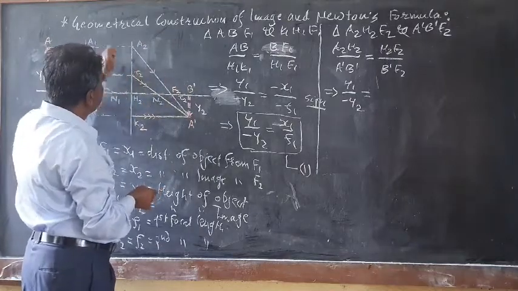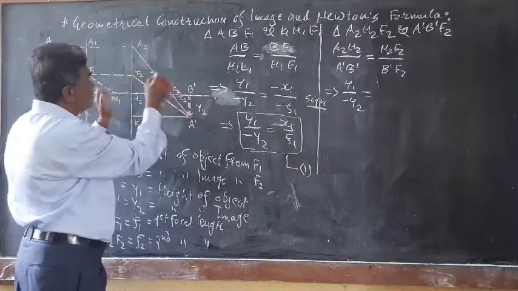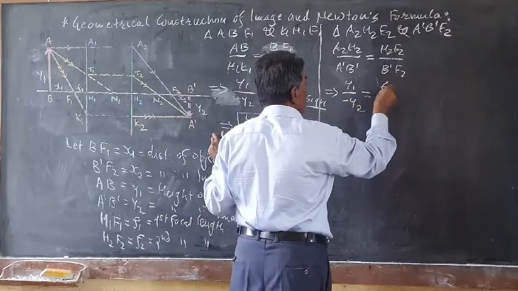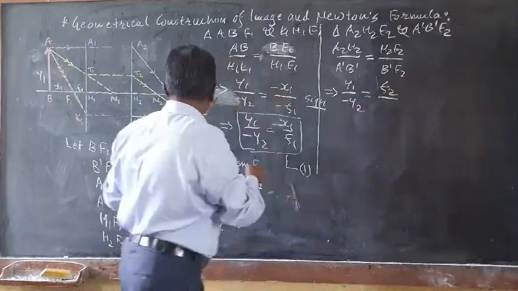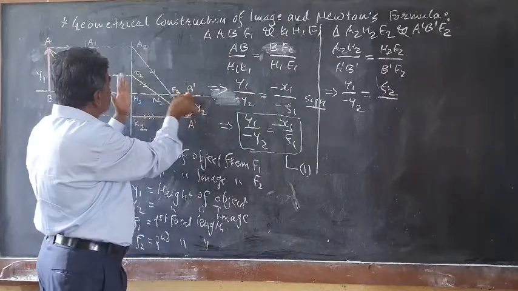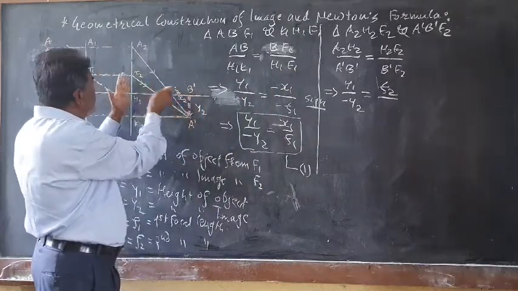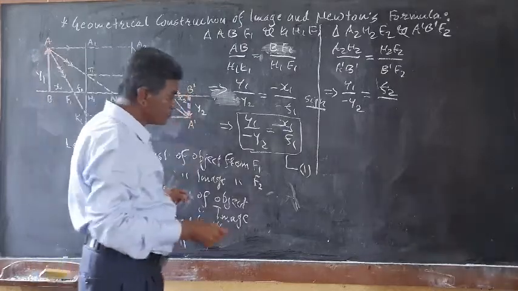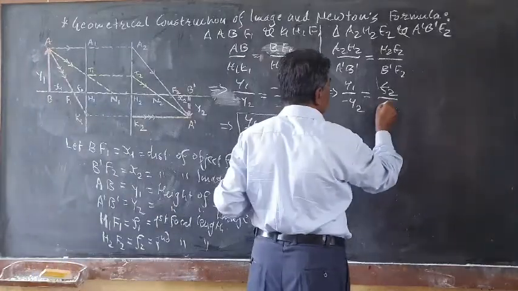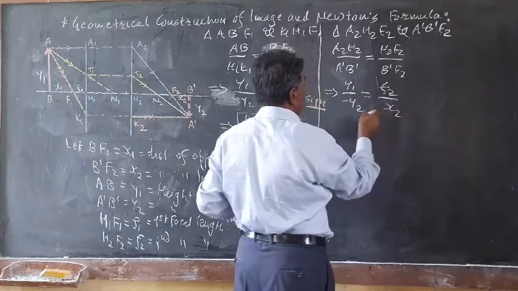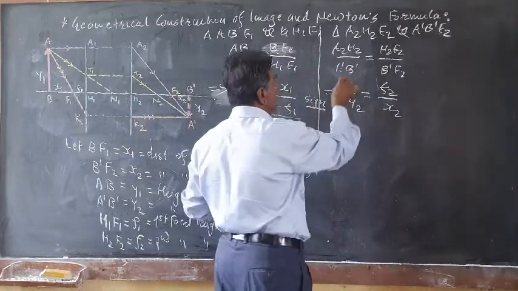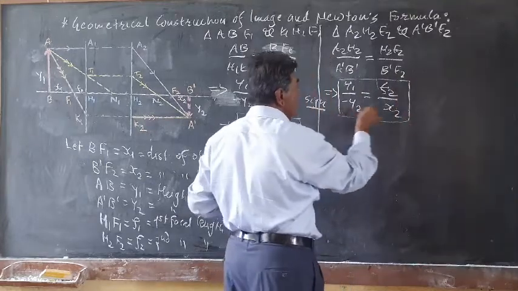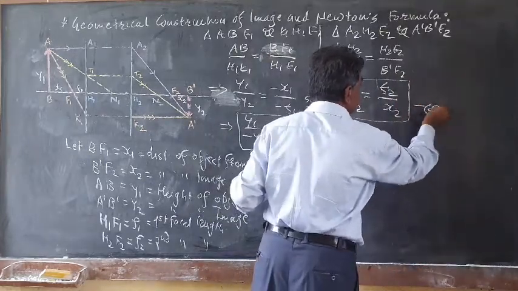So h2 f2 is equal to small f2 divided by B dash F2 also. B dash F2 also lies in the direction of the light, we have measured it to be x2, so it is also positive. So we are getting here x2. This is equation number 2. So by using the two pairs of similar triangles, we are getting two equations.